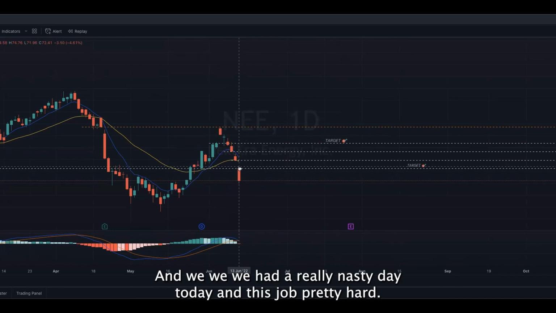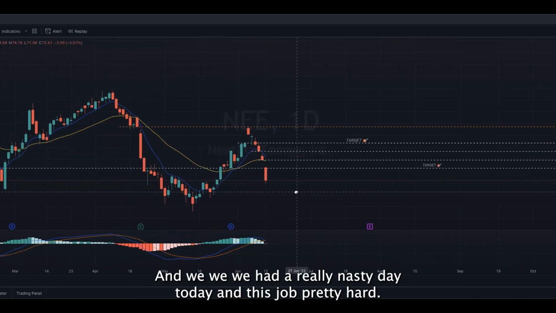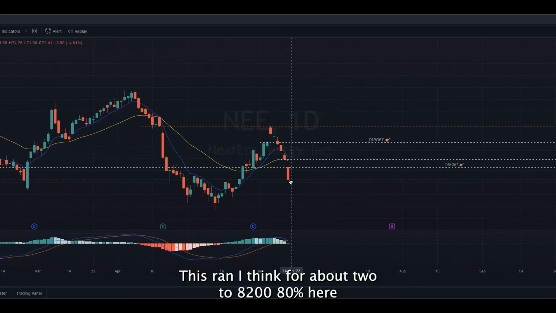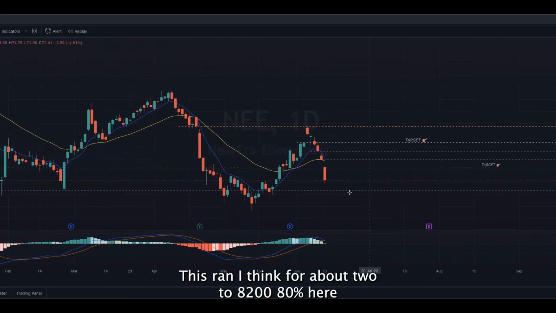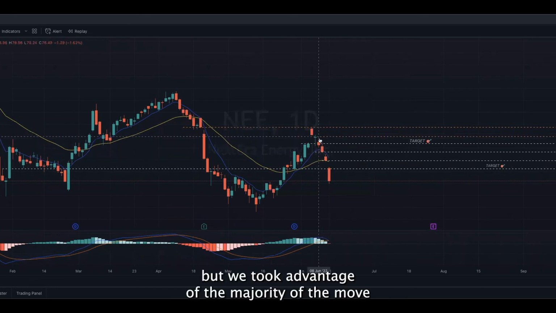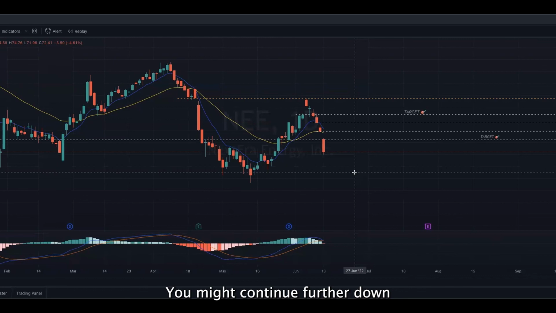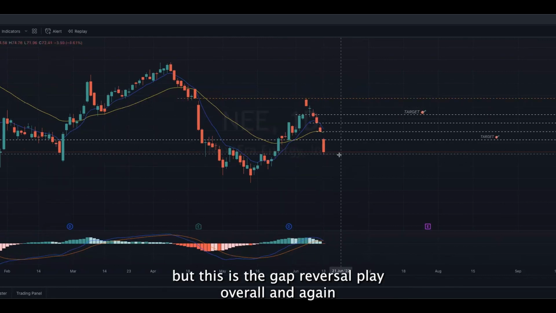And we had a really nasty day today and this dropped pretty hard. This ran, I think, for about 280% here, but we took advantage of the majority of the move. Might not be done yet. You might continue further down. But this is the gap reversal play overall.